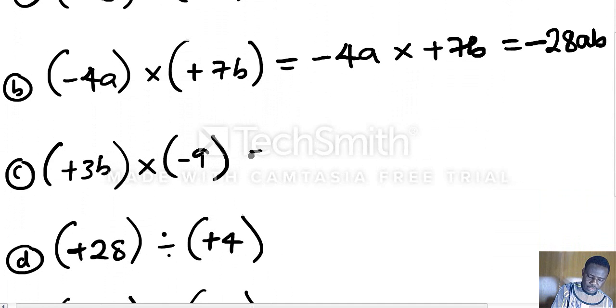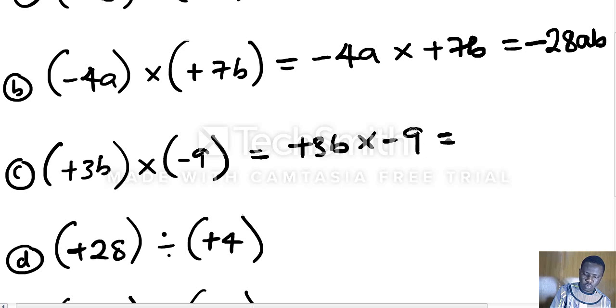Number 3 says plus 3b times minus 9. This is going to be plus 3b times minus 9. Also, we multiply sign for sign. Plus times minus is minus. 3 times 9 is 27, while we have b.